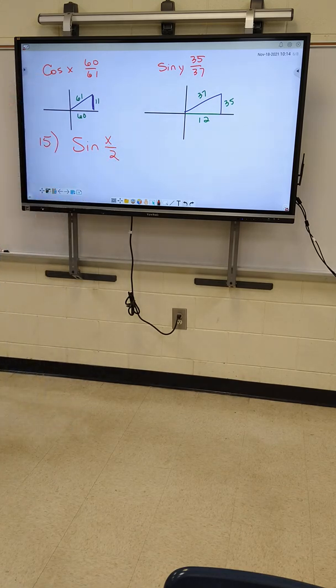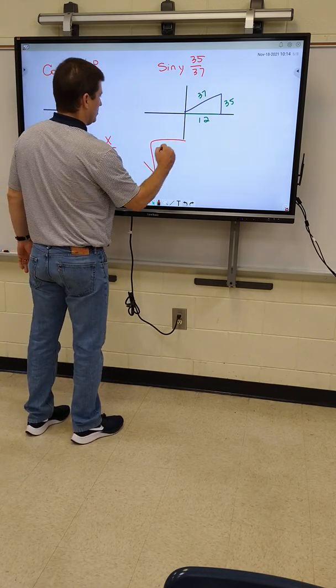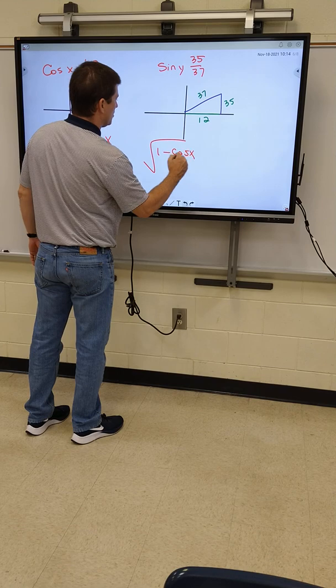All right, everybody look up the formula for sine half angle, x over 2. It's down at the bottom. The formula says the square root of 1 minus cosine x over 2.